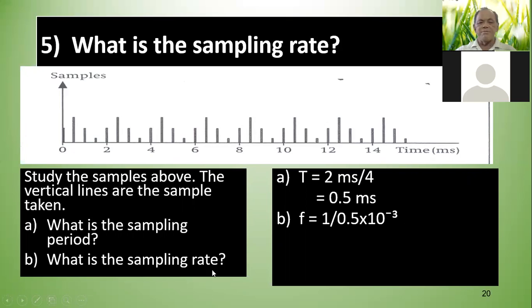From the period, we should be able to calculate our sampling rate. That means our sampling frequency is 1 over the period. A millisecond is 10 to the power minus 3. So we get 2 kilohertz.